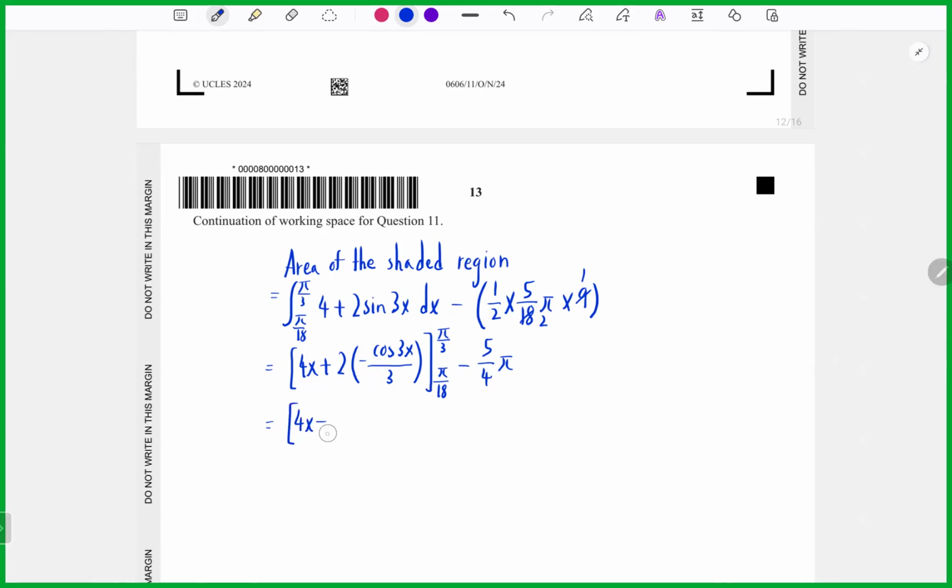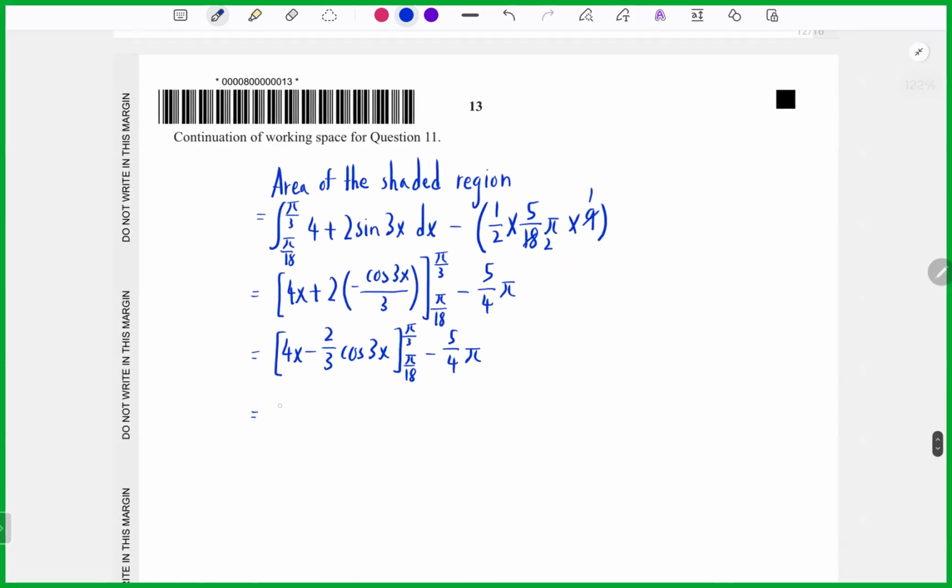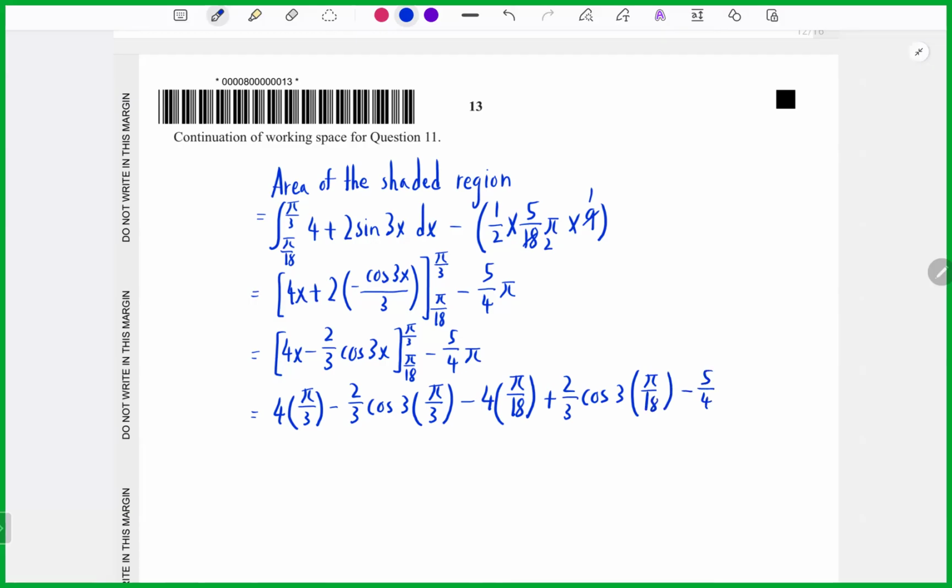x plus, not plus, minus 2 over 3 cos 3x, evaluated from pi over 3 to pi over 18, minus 5 over 4 pi, will equal 4 bracket pi over 3 minus 2 over 3 cos 3 pi over 3, and then minus 4 pi over 18 plus 2 over 3 cos 3 pi over 18 minus 5 over 4 pi.